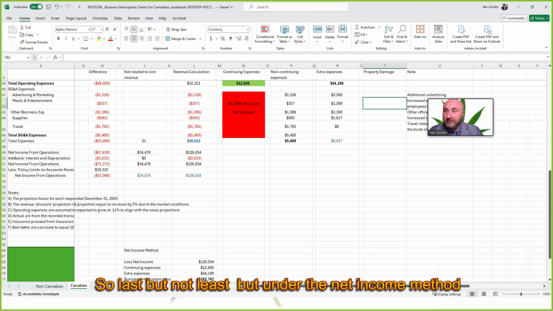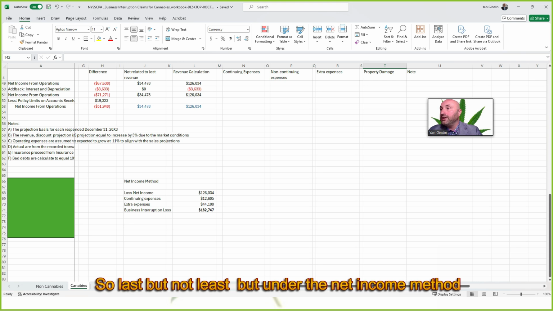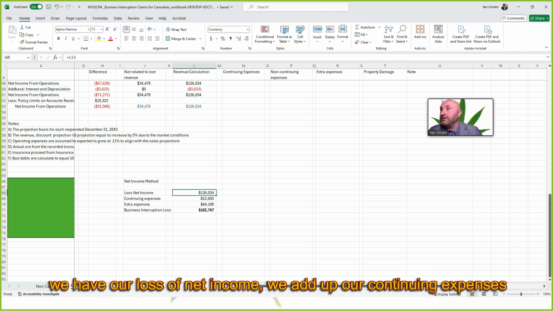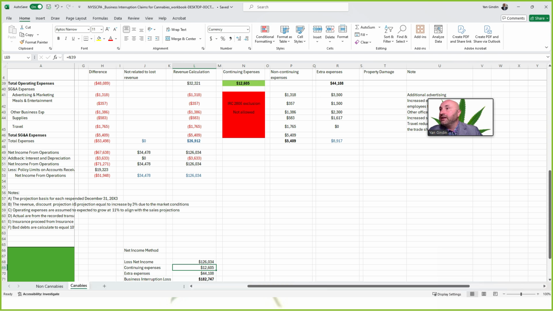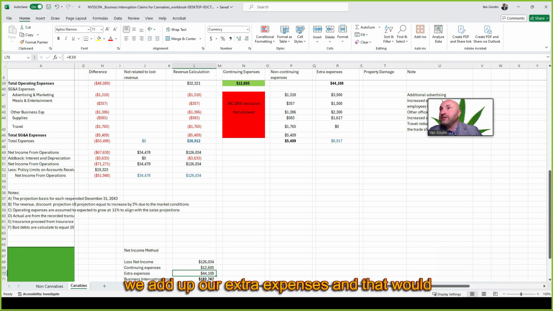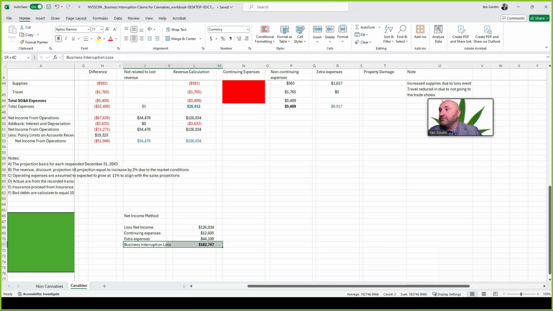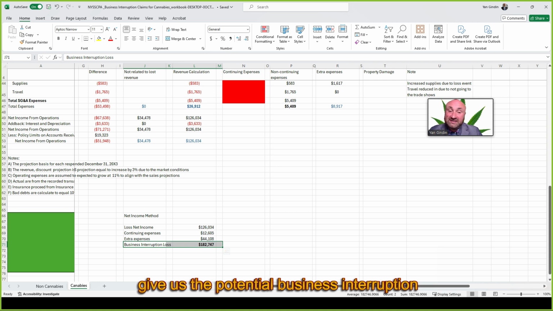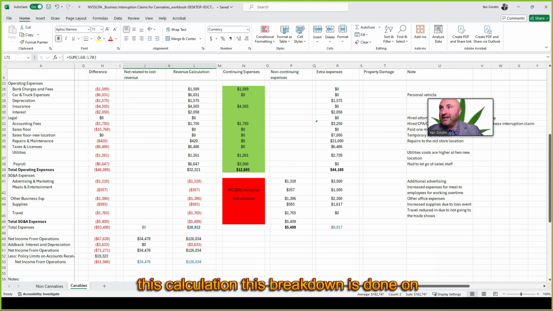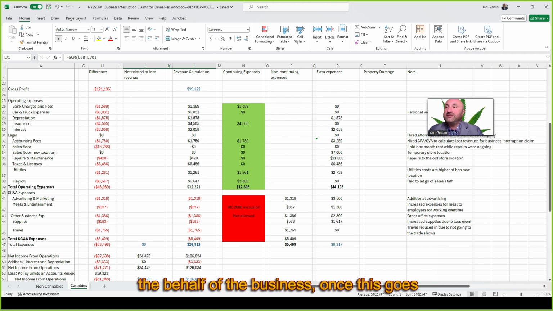So last but not least, I know this is very simplified, but under the net income method, we have our loss of net income. We add up our continuing expenses. We add up our extra expenses, and that would give us the potential business interruption loss that the insurance would be reimbursing the business for. And once we've provided that calculation, assuming this breakdown is done on behalf of the business, once this goes out to the insurance, that's where the fun and games start, and each line item and the components of each line item will be questioned and challenged.